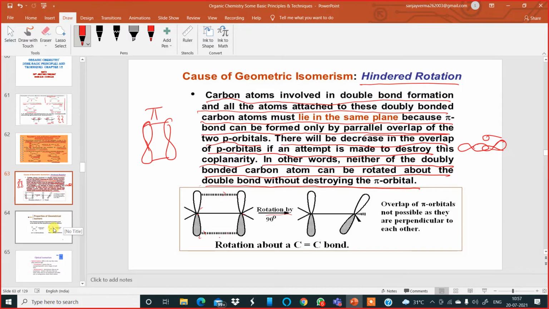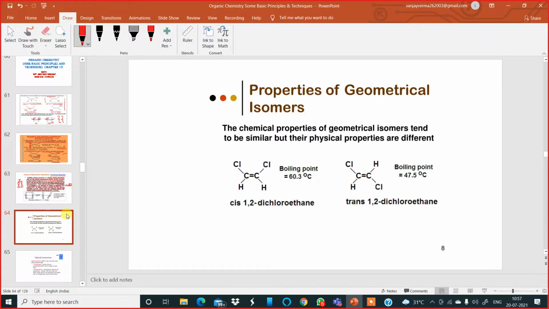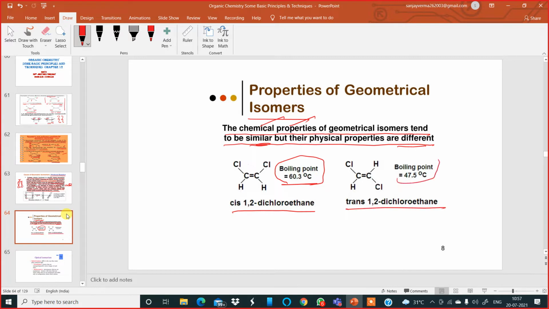After that, moving to the next slide, properties of geometrical isomers. The chemical properties of geometrical isomers tend to be similar, but the physical properties are different. So, note it, chemical properties are similar, but physical properties are quite different. Take cis 1,2-dichloroethene, look at the boiling point being compared. It is 60.3 degrees Celsius, but for the trans isomer of 1,2-dichloroethene, the boiling point is lowered. It is 47.5 degrees Celsius.